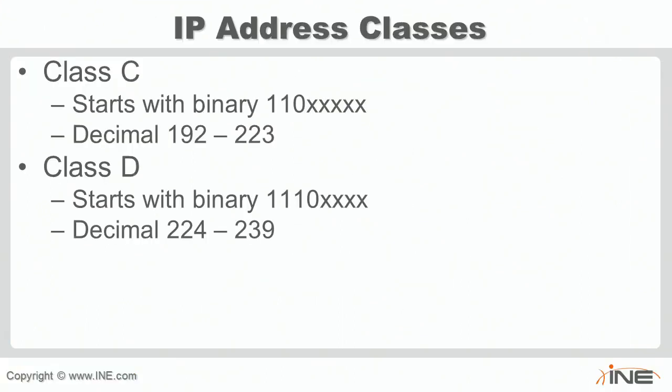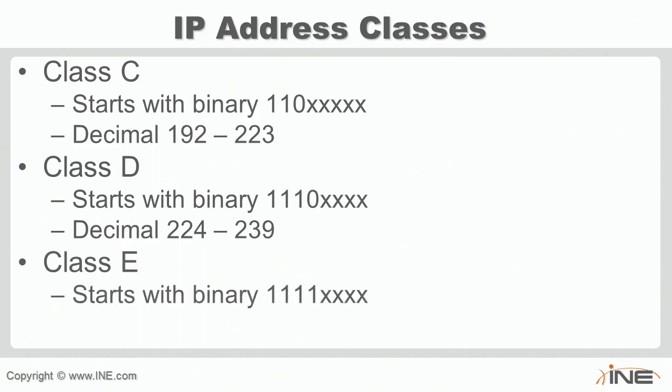Then the last one, class E, is a reserved range that's not actually assigned to anything. And that starts with anything that is 1111. So it's going to be the final range that goes from 240 to 255. But again, remember, this is the first octet. So whenever you look at an address, just based on the first decimal number, you should be able to tell what class it is.